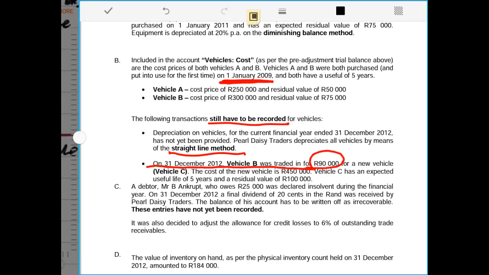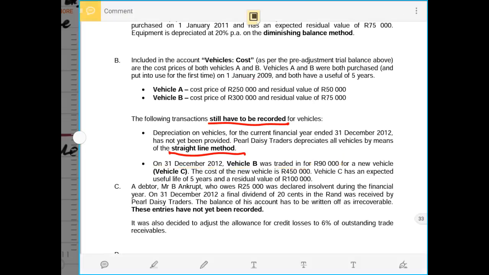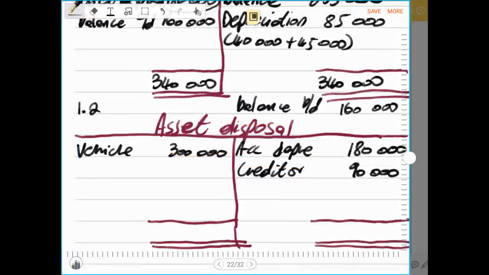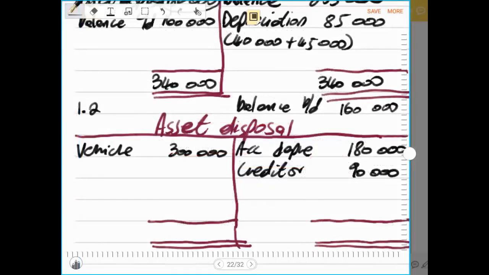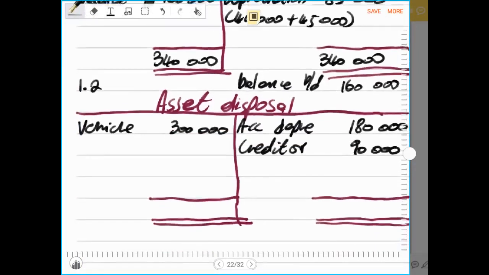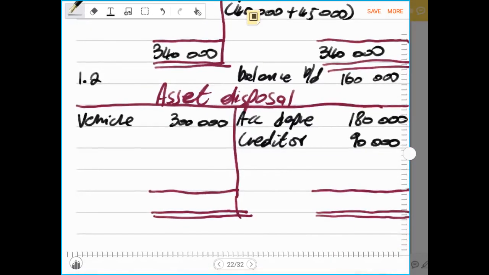They said on the 31st of December 2012, vehicle B was traded in for 90,000 rands for a new vehicle, being vehicle C. So this is the price at which vehicle B was traded in, and that value must be recorded on the credit side of the asset disposal. Remember, if this asset was sold for cash, let us say for 90,000 in cash, the contra entry would be bank, but it was not sold for cash, it was traded in, therefore now we write creditors. So from here we have recorded all that was necessary.